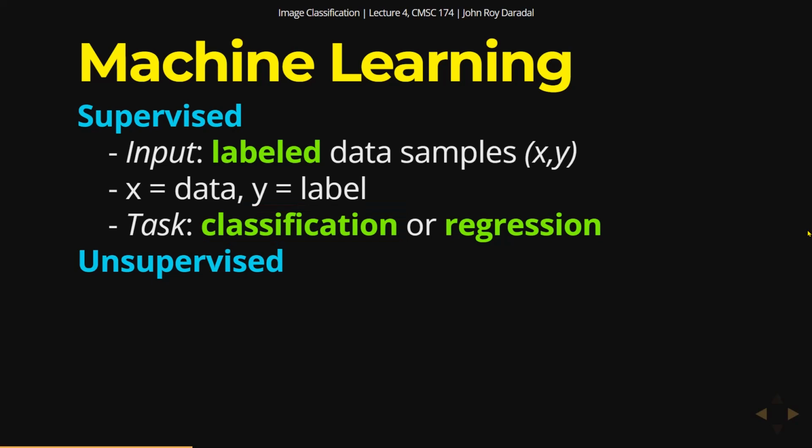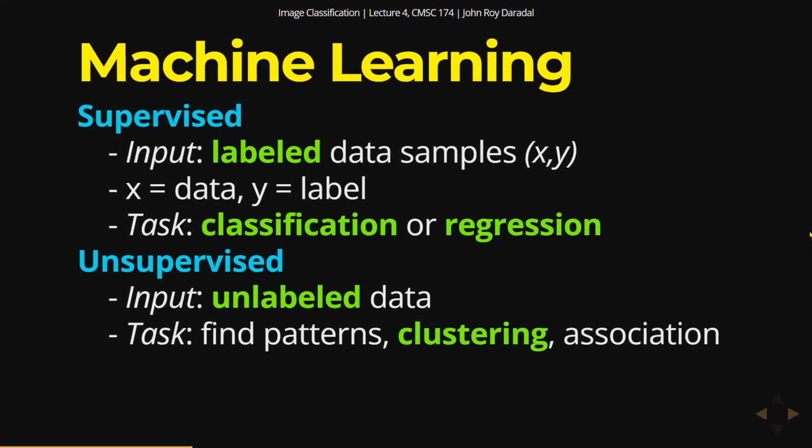On the other hand, there's also unsupervised learning. In unsupervised learning, your input is unlabeled data. So you only have data samples, but there are no labels. That's why it's unsupervised, because you don't have the labels. So what can you do with unsupervised learning? Well, you can find patterns in the data. You can do clustering, which groups together similar data points, and you can also do association. But for this lecture, we will focus on supervised learning, specifically classification.